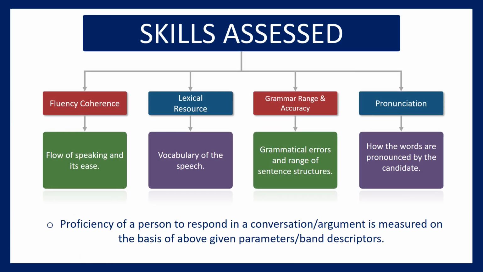Now, what are the skills that are tested in the speaking test? There are four skills that are looked at, and that is how the band score is given. The first one is fluency and coherence, where the flow of speaking and the ease of speaking is tested. The second one is lexical resource, where the candidate's vocabulary is tested. The third one is grammatical range and accuracy, where the grammar is tested. And the fourth one is pronunciation, where how well the words are pronounced is tested.